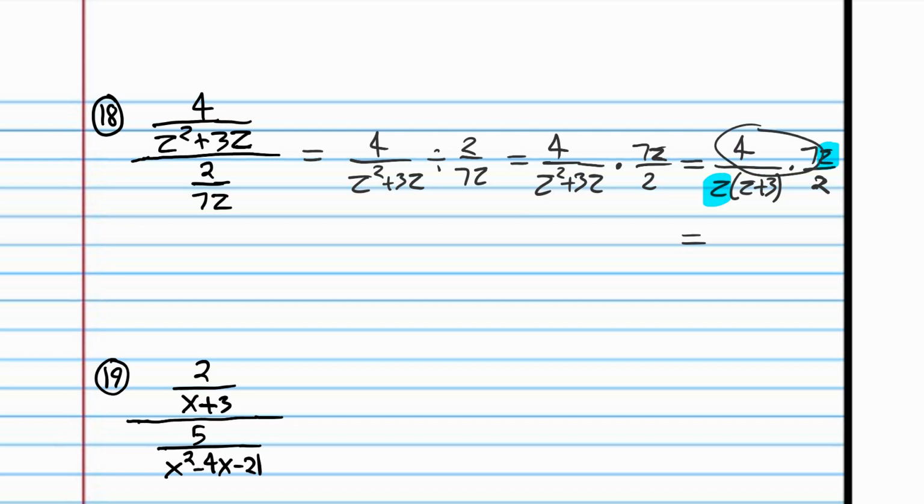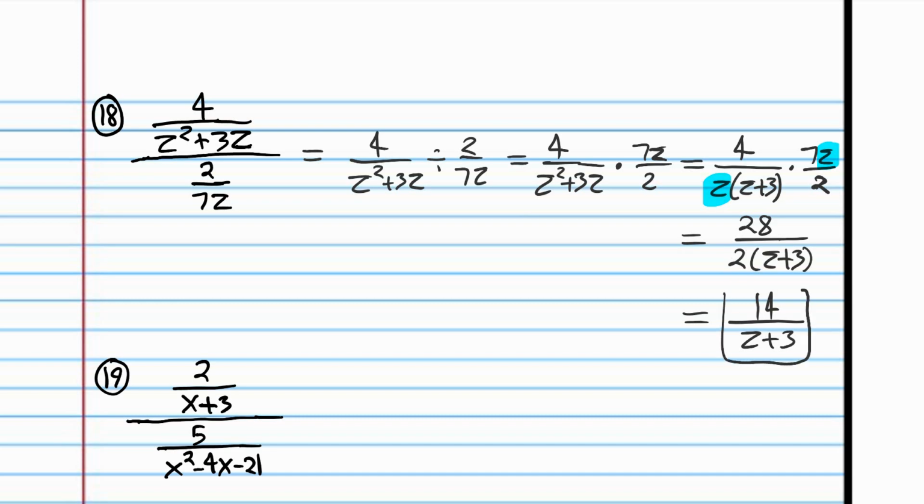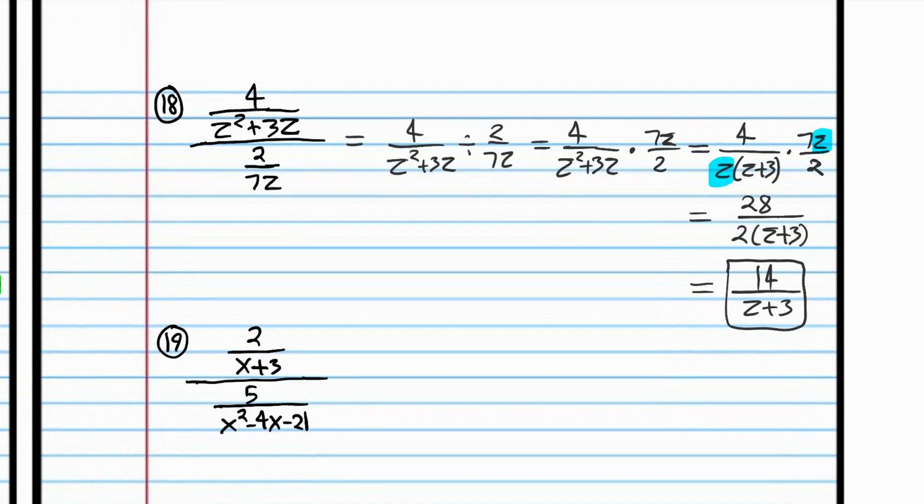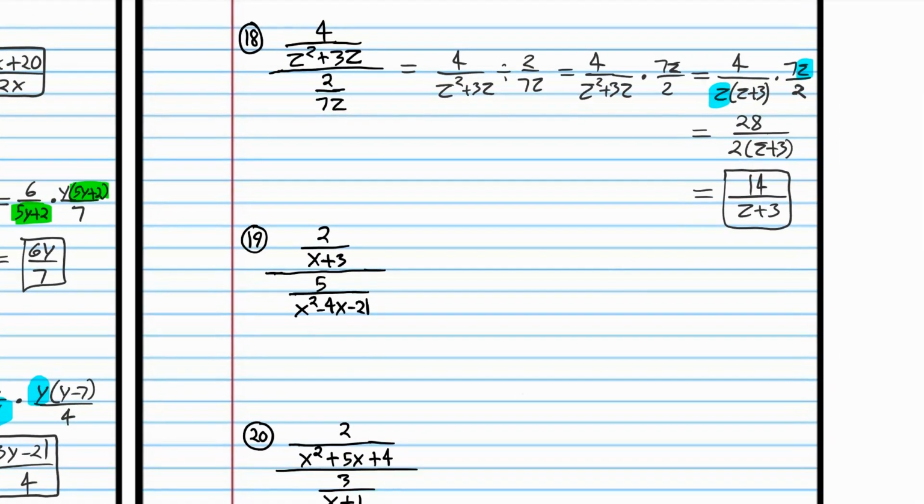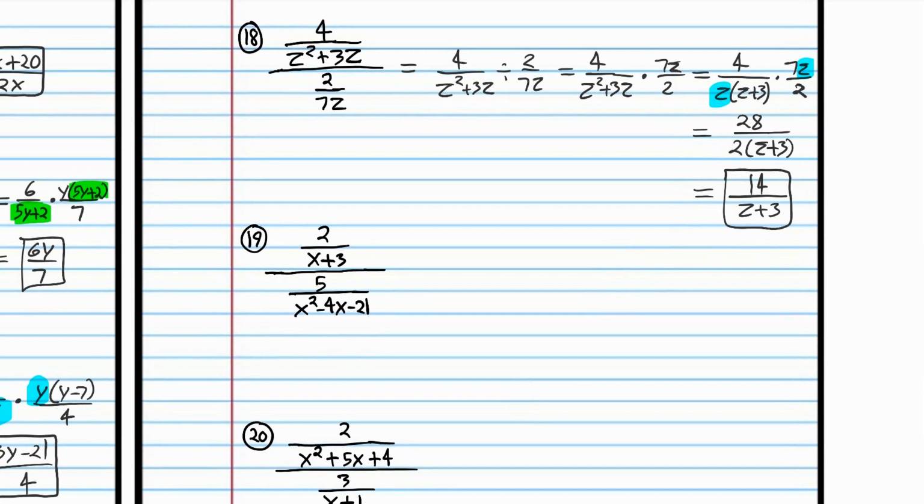So 4 times 7. Again, the blue part just disappears at this point. 4 times 7 is 28, and then z plus 3 times 2 is just 2 times z plus 3. And I kept it in the factored form because we know we can reduce this. 28 over 2 would just be divide both sides by 2, and you get 14 over z plus 3, because this would just become 1, but you don't have to write 1. You can just leave it as z plus 3. So there's a lot going on there, but you're just going to have to get used to all those little details. That's what the practice is for.